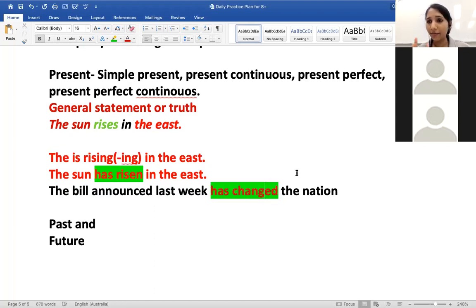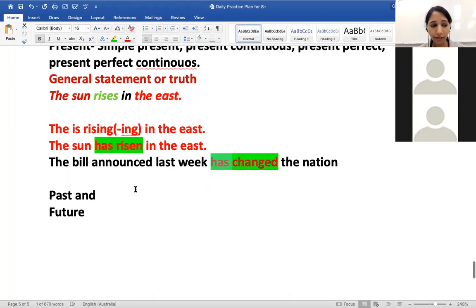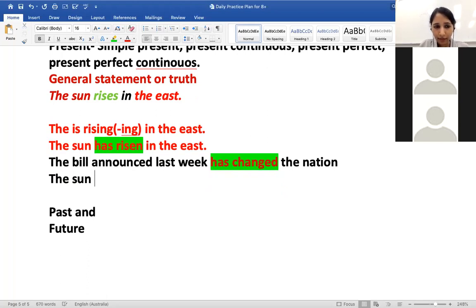So all the verbs have 3 forms. This is the 3rd form of the verb. But your auxiliary verb is always in the present tense. So far, all good? Yeah. Now, if you're talking about changes that are happening right now, then there will be forms of be. So you will write like this: the sun has been rising in the east.